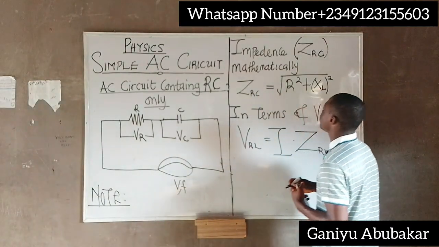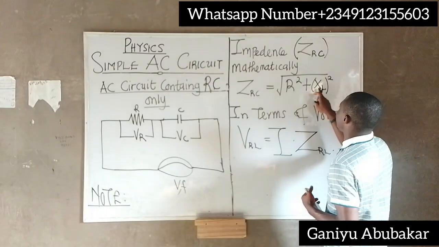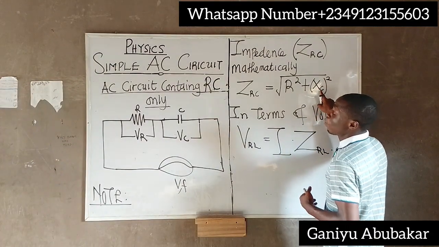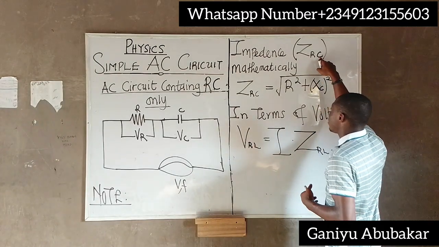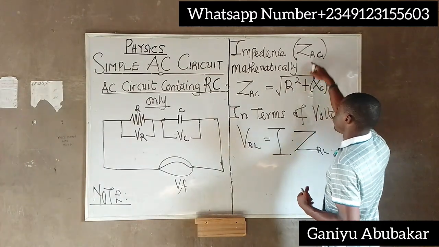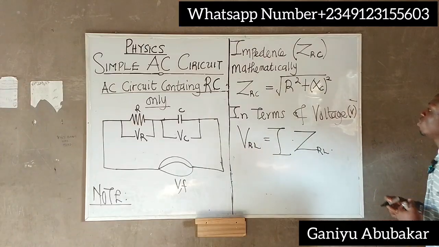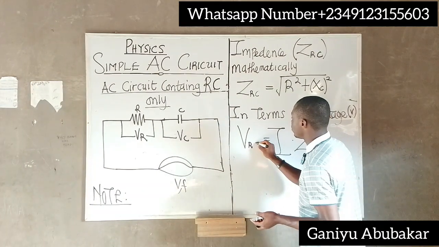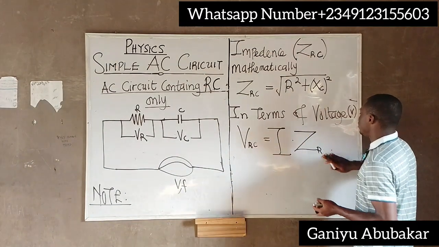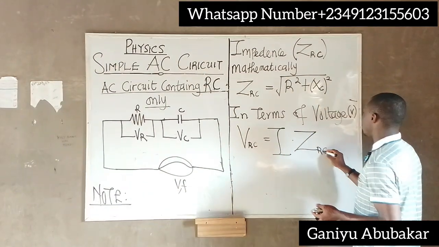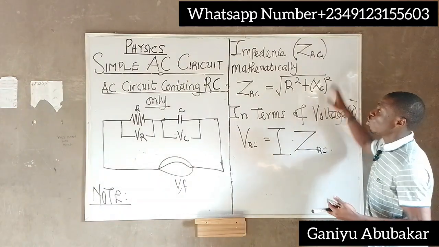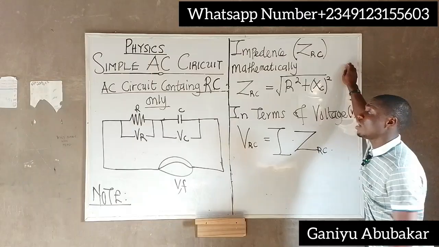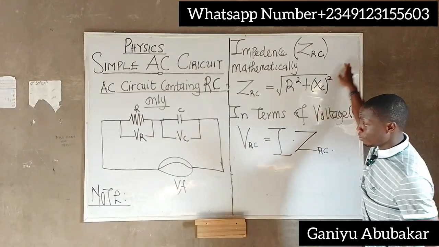is equal to the square root of R squared plus XC squared, because XC is the opposition of the capacitor and R is the opposition of the resistor. So I have this formula here. In terms of voltage, it's the same concept: V_RC equals I times the impedance Z_RC. This is the concept behind any circuit containing resistor and capacitor only.